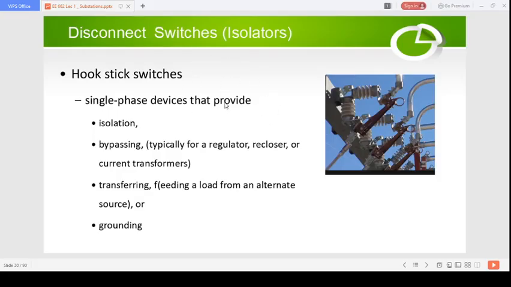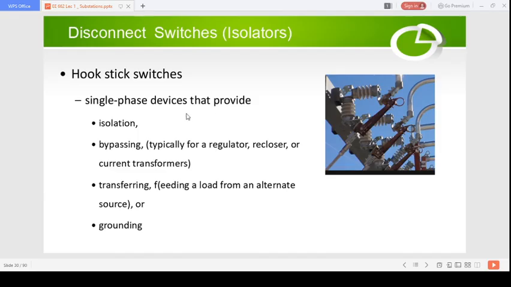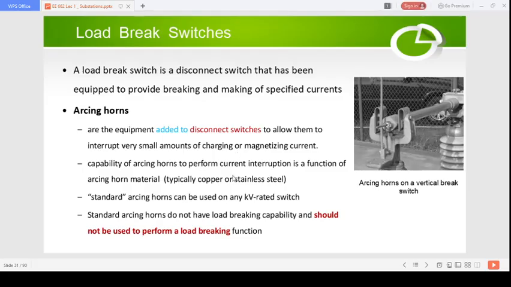Next we need to talk about the load break switch. I will pause this video here, and then we will continue with the load break switches.